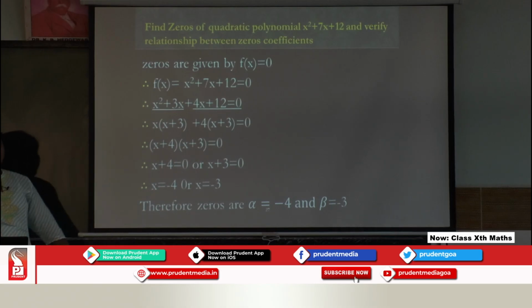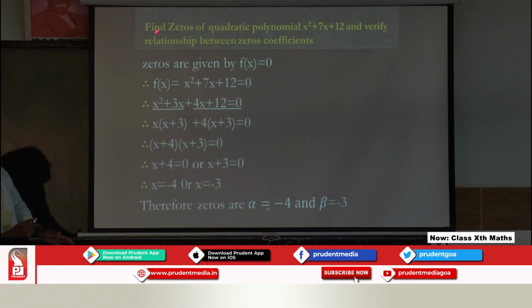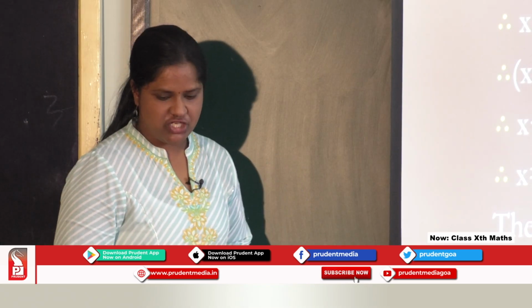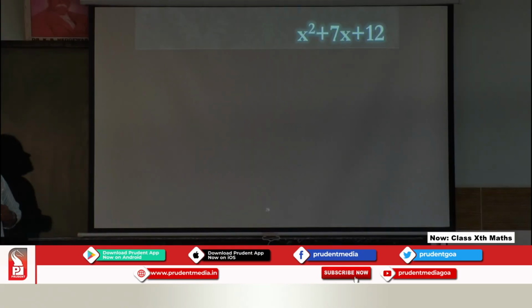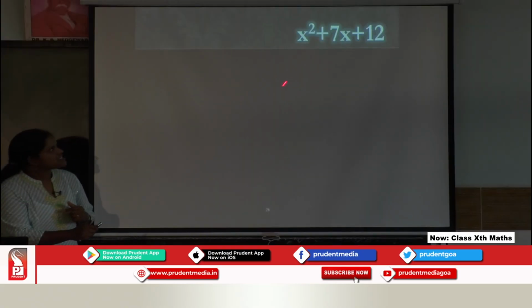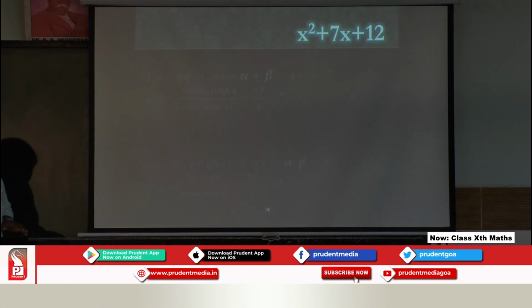So this part we had learned last time. So half of the problem is done, that is finding the zeros. Now the most important part is verification, that is, verify the relationship. Let's see how to verify now. So this was my polynomial x square plus 7x plus 12. I kept this just for reference purposes.